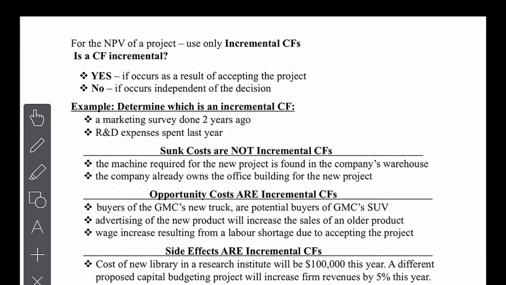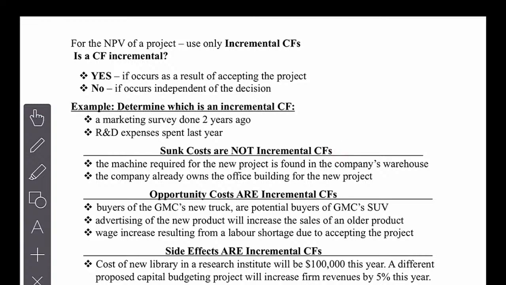Okay? So we saw that a marketing survey or study that was done years ago would not be considered an incremental cash flow because it already happened. That would be sunk cost. Or any R&D, any kind of research and development expenses previously paid, those would also be sunk costs and are not incremental cash flows.